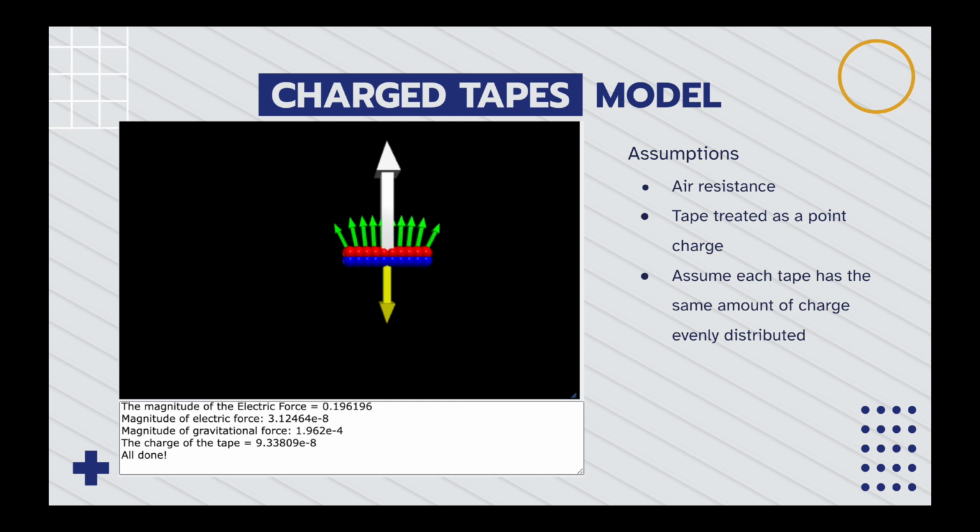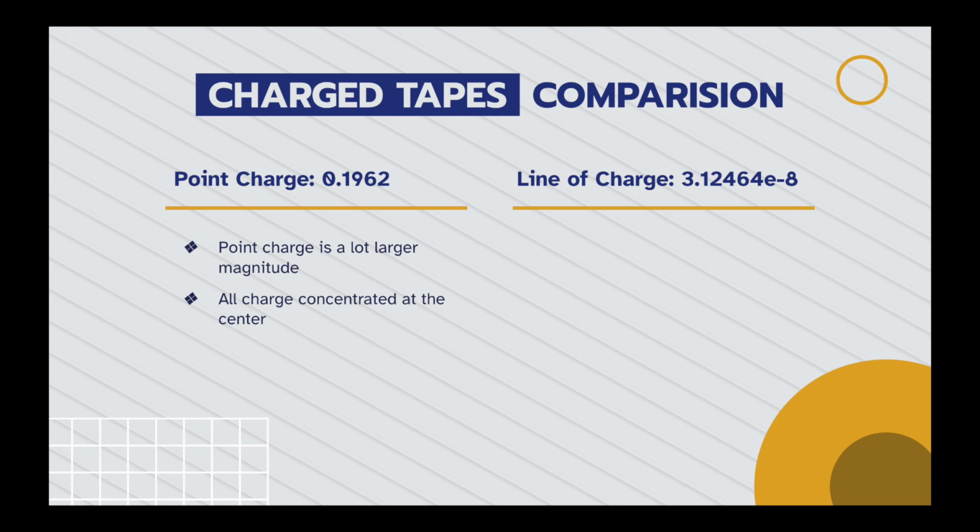For this computational model, in difference to the last lab that we conducted, the assumption that the tape was a point charge with all charge concentrated at the center can no longer be used. Also compared to the last lab, there are two very big differences between the electric forces calculated. When the tape was treated like a point charge, the total electrical force was calculated to be 0.1962. However, in this lab, when treating the tape like a line of charge, the electrical force was calculated to be 3.12464 times 10 to the negative 8th.